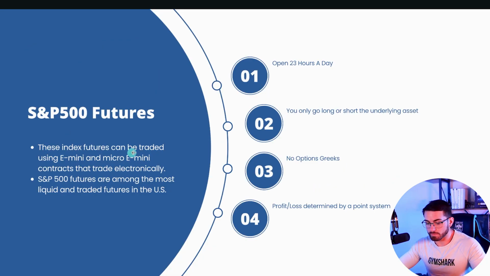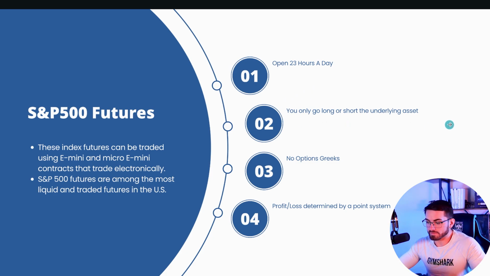Now, second, the S&P 500 futures. These index futures can be traded using the E-mini and micro E-mini contracts, and the S&P 500 futures are among the most liquid and traded futures in the US. Now, here's the thing with futures. They're open 23 hours a day. So if you're somebody who works a full-time job or you just can't sit here when the market is open, futures is definitely the way that you want to go.